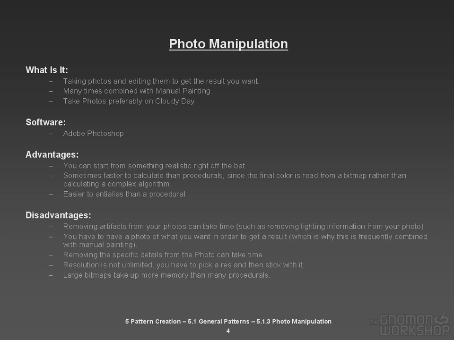So for example, you may have to remove lighting information that comes with your photo because the lighting information is going to be provided by your 3D program, and you don't want it baked into the texture. Also, you have to have a photo of what you want in order to get a result. So if you can't get a photo of what you want, then you're out of luck. You have to remove specific details from the photo sometimes, especially if you're making tileable textures, and that can take time. Your resolution, once again, is not unlimited, and large bitmaps take up more memory than many procedurals.